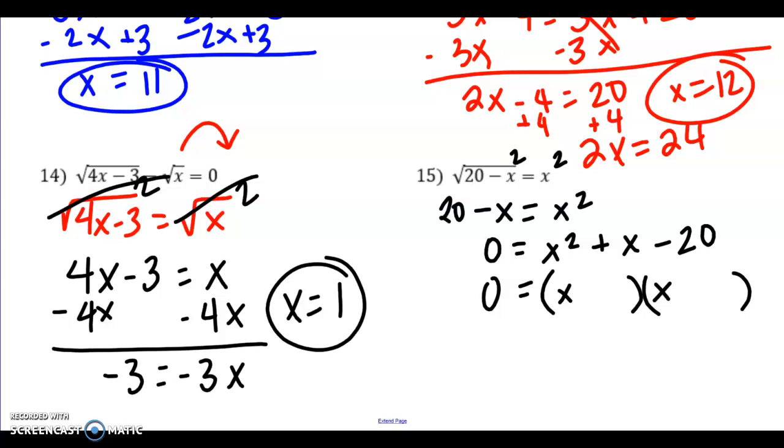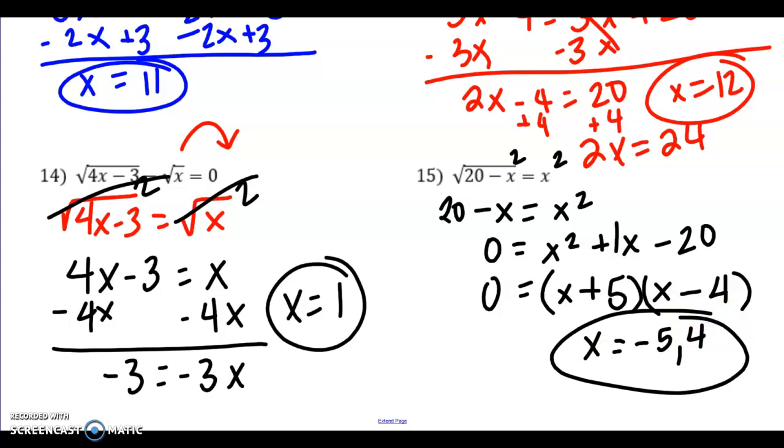Okay, negative 20, so that means I have 1 positive and 1 negative. We need to get it to a positive 1. That means I go positive 5 and a negative 4. When I solve that, my answers, remember, are going to be the opposite of what's inside there. So a negative 5 and a positive 4. Don't forget that that stuff is going to come back, and it's going to be stuff that we talk about.